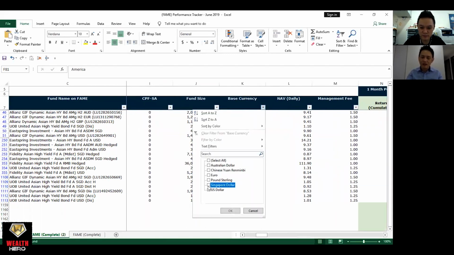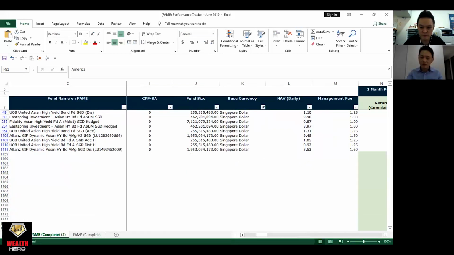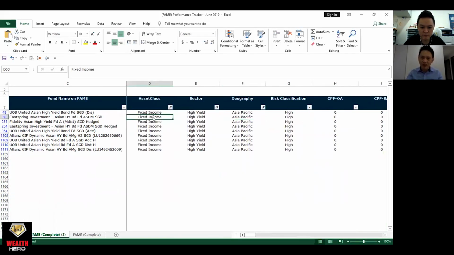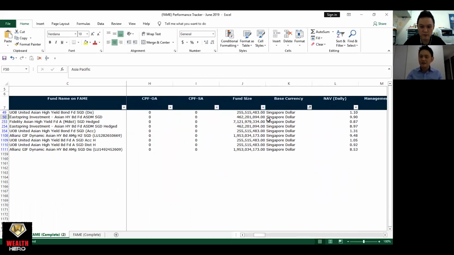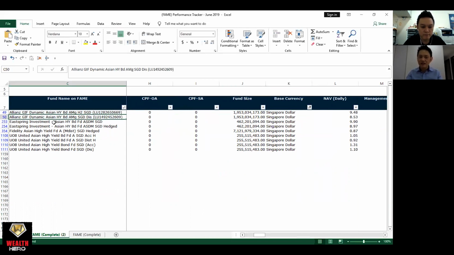So we'll make it simple. We zoom in to the categories: it's a bond category, it's high yield, and it's Asia Pacific. We only look at Singapore dollar denominated funds. By looking at that, you can see there are actually 4 fund houses that have Asia high yield in Singapore dollar: Allianz, Eastspring, Fidelity, and UOB. So practically there are 4 funds.